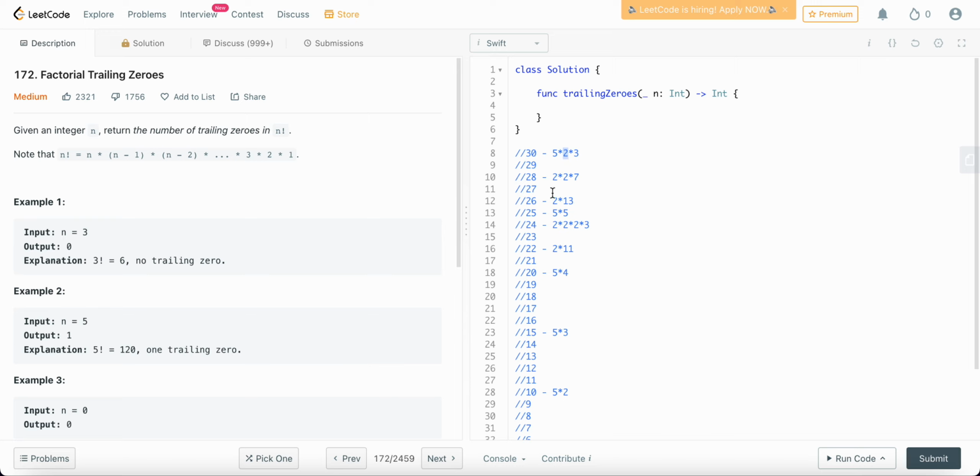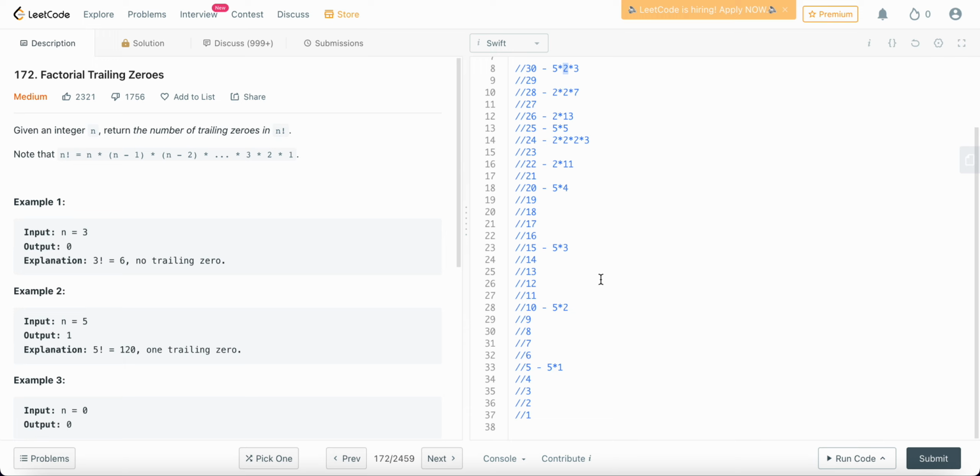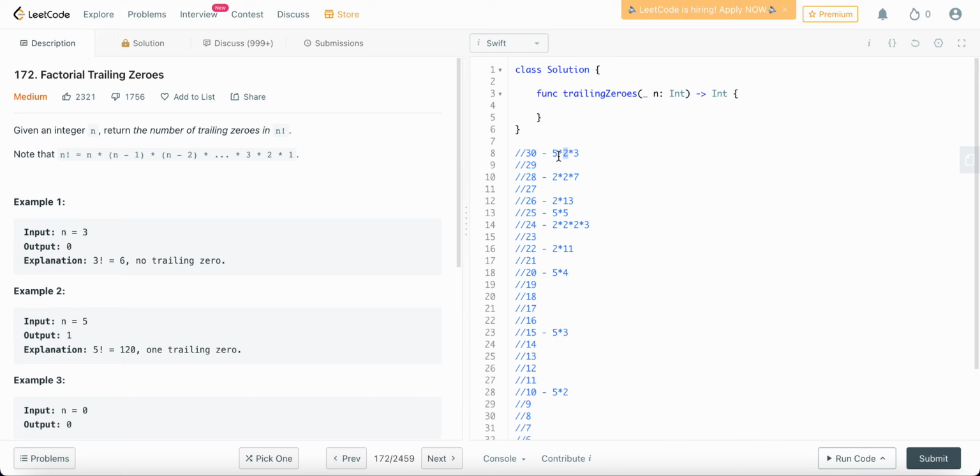27 will not give any 2's or 5's. 26 will give us 2 into 13, 25 is 5 into 5, 24 will give us three 2's, 23 will not, 22 is 2 into 11, 21 no, and so on. What we can see from this is that for the factorial of every number, the number of 2's will always be greater than or equal to the number of 5's. So if we calculate the number of 5's in the factorial, then we are done, because that will be the number of trailing zeros in that factorial.